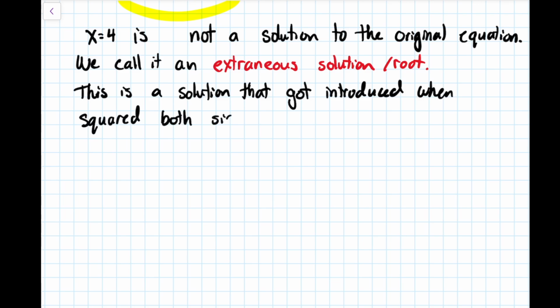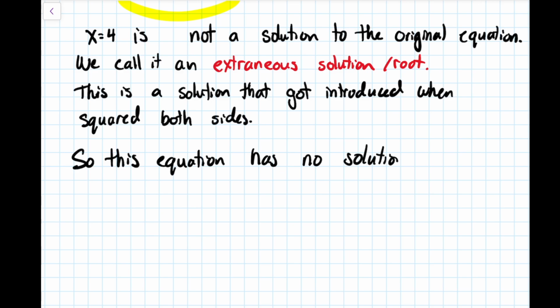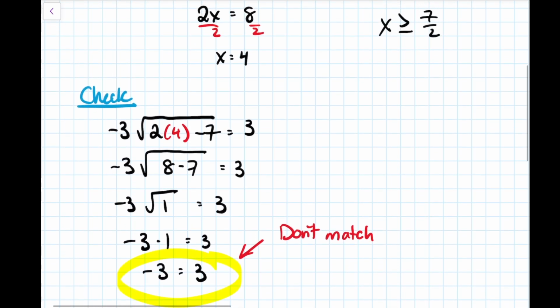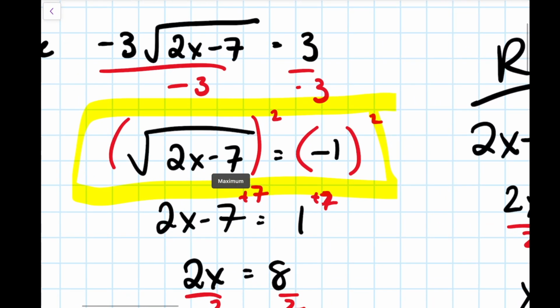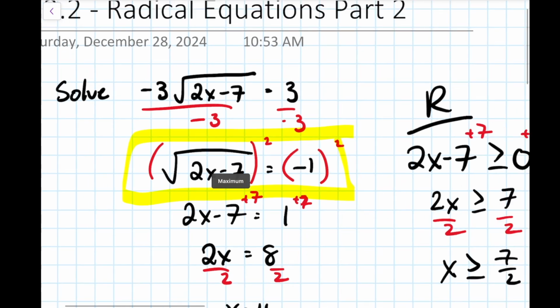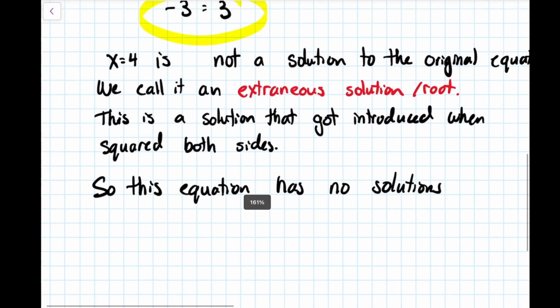So this particular equation doesn't actually have any solutions. So no solutions. Sometimes we're going to see cases where we get maybe two solutions and only one of them is extraneous. So that's fine. But in this case, we only had one solution. It was an extraneous solution. So there's just nothing that's going to make this equation work. And again, we know that because we have a root that equals a negative, and that's just never going to happen. So there's no way to make this thing work.